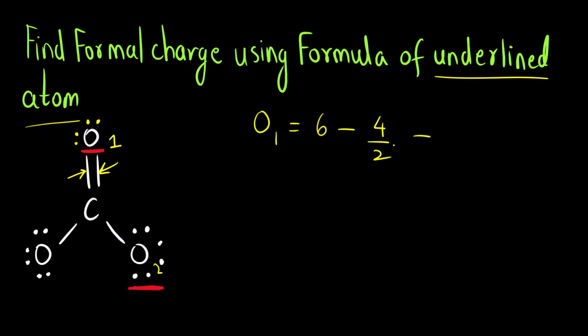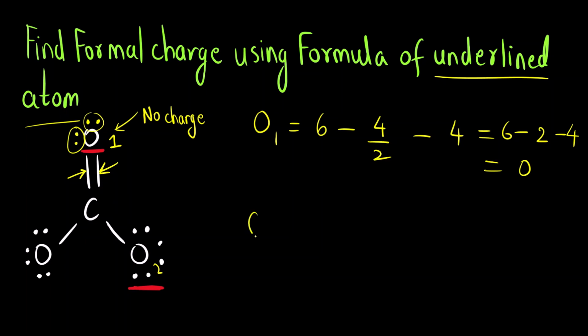Divide by 2 minus how many lone pairs are there? 2 lone pairs, 2 into 2, 4 electrons. Lone pair electrons is 4. So 6 minus 4 divided by 2 is 2, 2 minus 4. So 6 minus 2 is 4, 4 minus 4 is 0. So there will be no charge on this oxygen, O1. Now let us see O2.